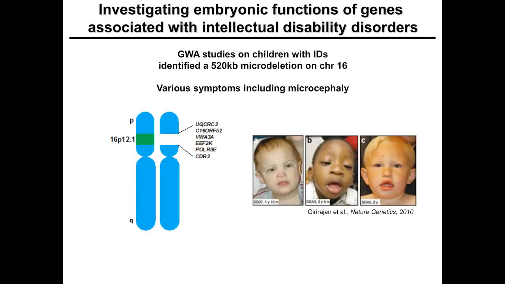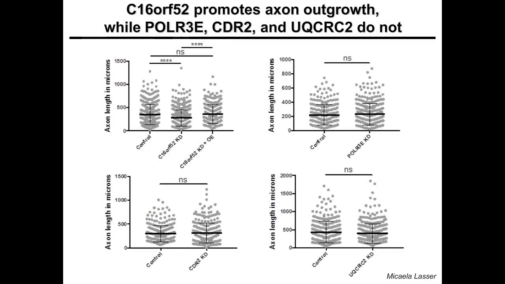Now, Santosh has identified a number of different deletions, including this one microdeletion on chromosome 16, which encompasses several different genes. What Michaela's been doing is knocking down these genes individually and then in combination to see what phenotypes arise during embryonic development. We want to know which genes are responsible for the various patient symptoms. What we found so far is that C16orf52 promotes axon outgrowth.